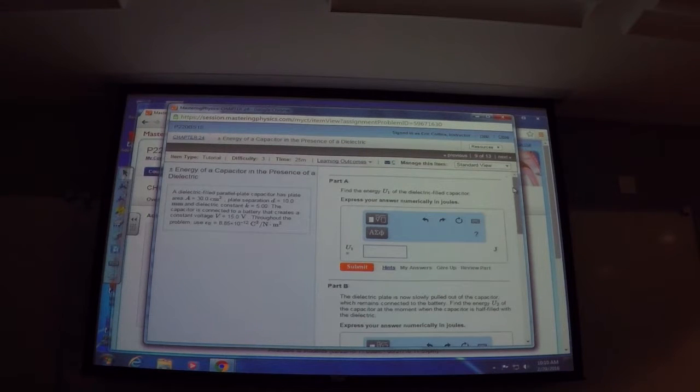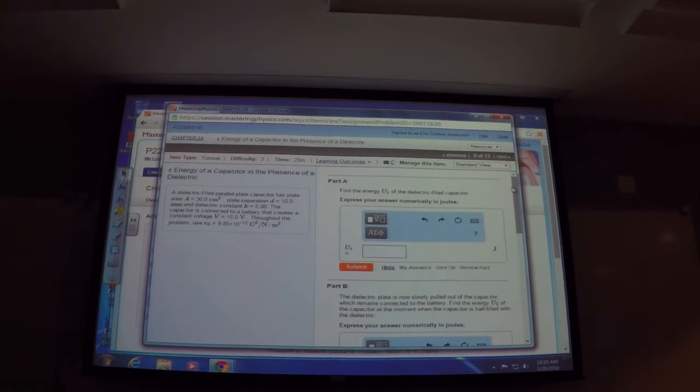I have not had my coffee yet, so. Okay, yeah. What I don't understand, it says throughout the problem use epsilon naught equals this. Why wouldn't you always use epsilon naught equals that? It's a constant. I guess they're going by decimal precision or something.